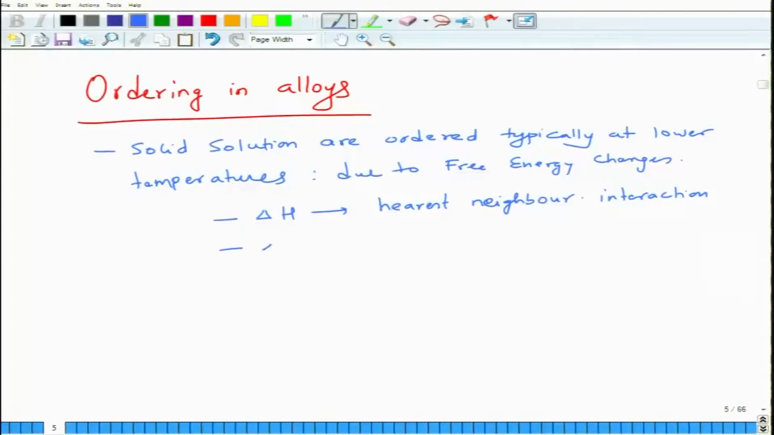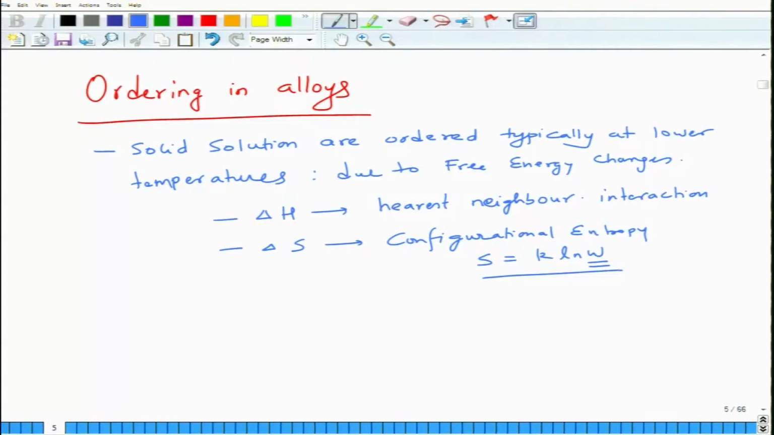So delta H, and then you will have delta S, which is predominantly configurational entropy, which is given as delta S, you know, is given as k ln W, where W is the number of ways in which you can arrange two atoms. So when you mix A and B, you can arrange A and B in a number of different ways. So you calculate various permutation combinations, then you calculate the configurational entropy.